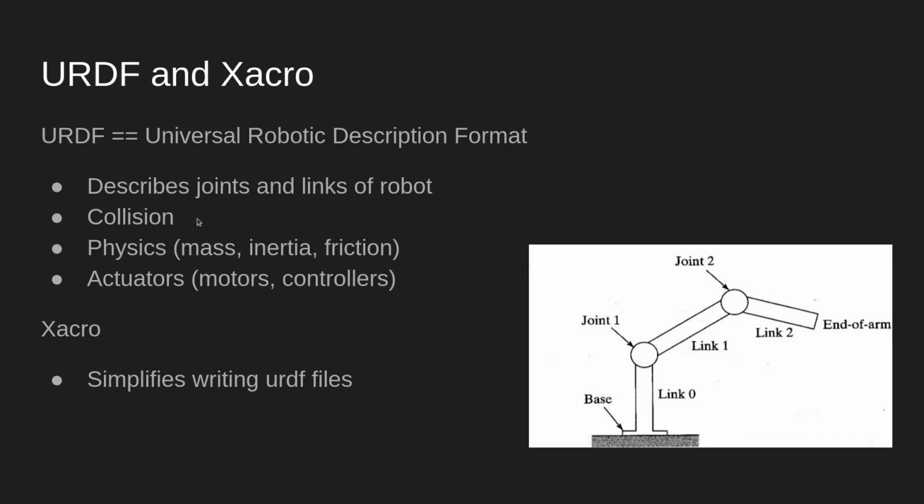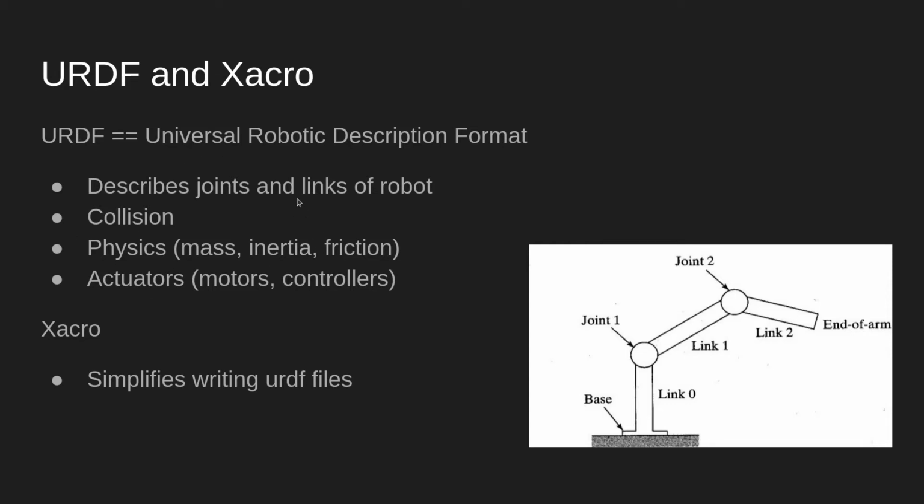What we can describe inside the URDF is basically these things. As I said, the URDF can describe joints and links of the robot. It can specify the different collisions of the parts of the robot. It can specify the physics, like mass, inertia, friction. And it can describe the actuators that are inside the joints, like how strong the motors are, how fast they can spin, how much force they can output, and so on. So that's our URDF file.